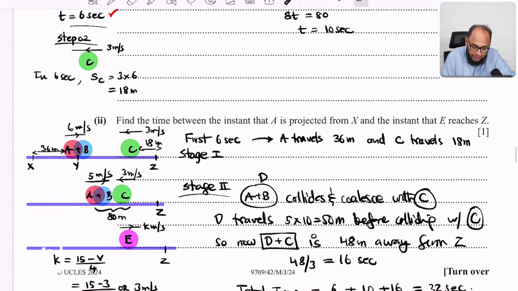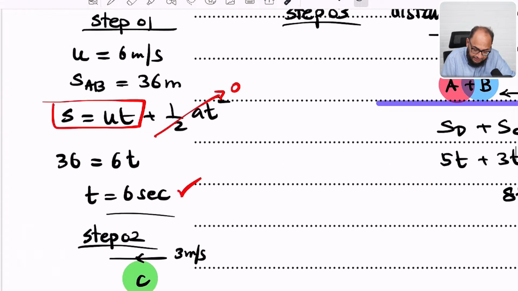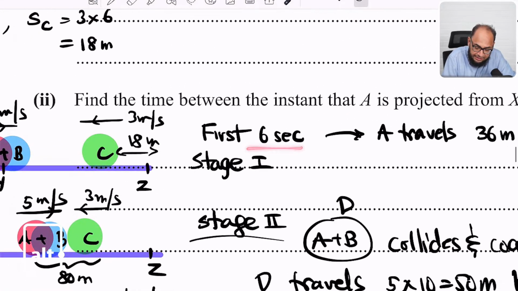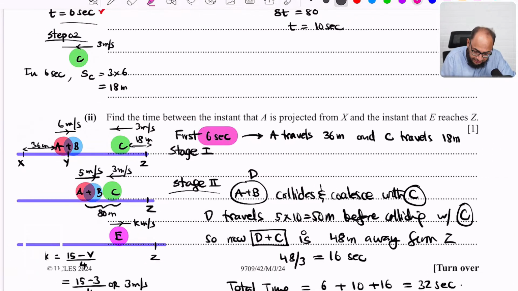Now, it's the total time of the journey. First of all, this 6 meters per second was given. That was 36 meters. So the first 6 seconds are there. So let me highlight this thing. So the first 6 seconds: A travels 36 meters, C travels 18 meters.